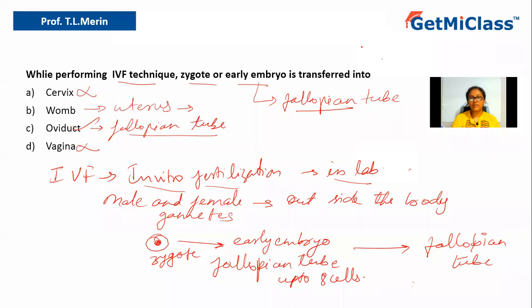So let us conclude the answer. What is the answer? The answer is option C, that is oviduct.